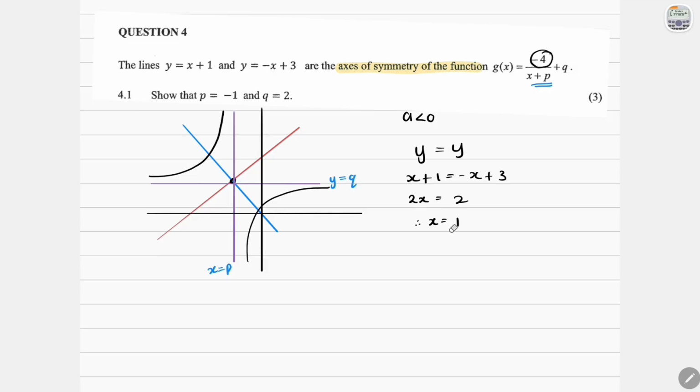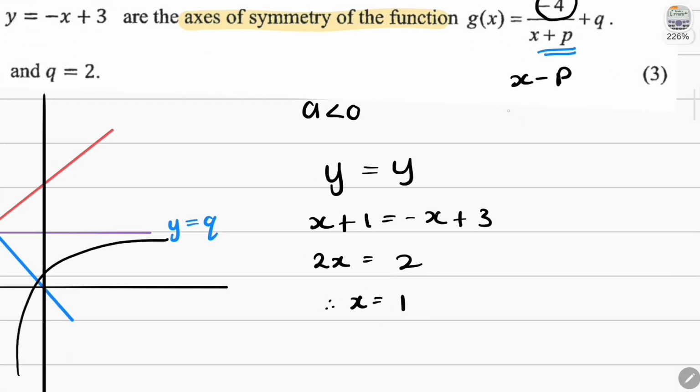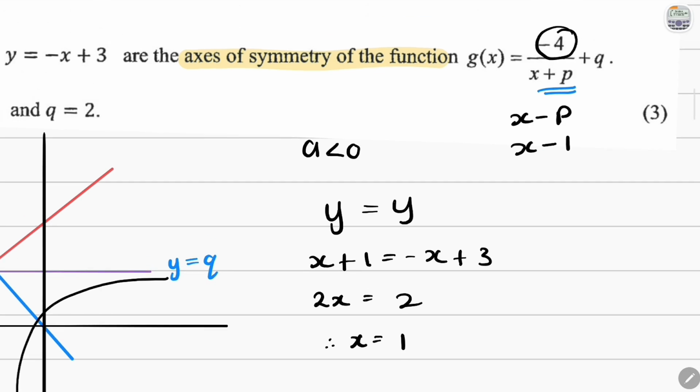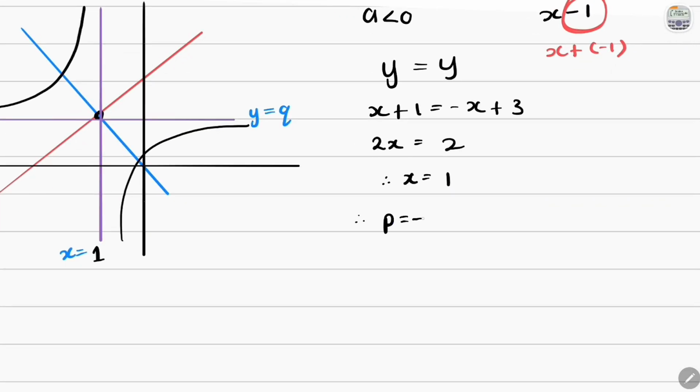Now, what this means, x equals 1, this is our p value. This p value specifically is 1. You know that the original equation of a hyperbola, where it says x plus p, is supposed to say x minus p. So when we input this in here, we would say x minus 1. So what does that mean about the p value they've given us here? It means that this p is negative 1, because you can only get x minus 1 by saying x plus negative 1. So that is the value of p, and we can tell them that p is therefore equal to negative 1.